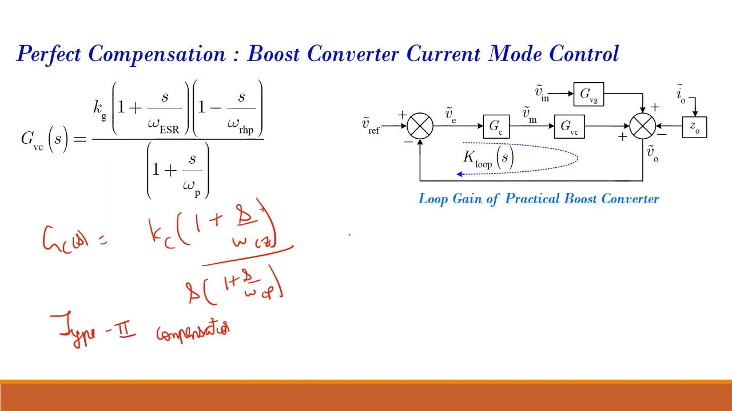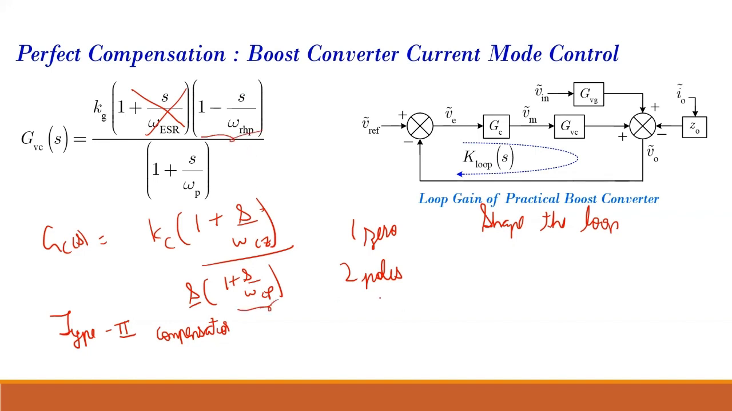This type 2 compensator has 1 zero and 2 poles, with 1 pole at the origin and just 1 pole over here. Now using this, we want to shape the loop. So what we do is this is negligible. This can be neglected because omega ESR is at a very high frequency. What we do is this is my RHP zero.